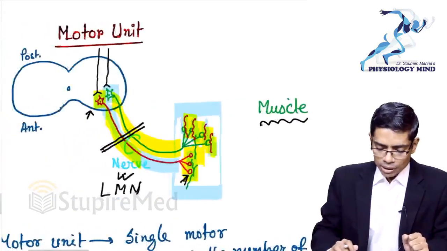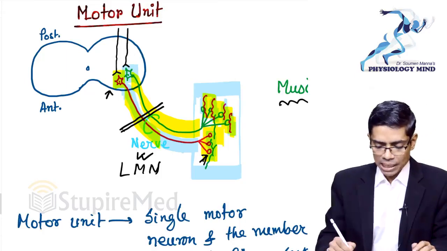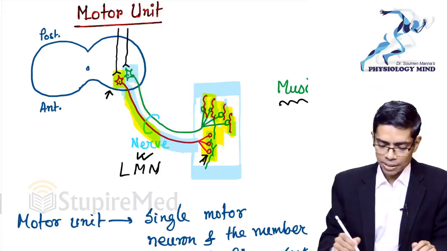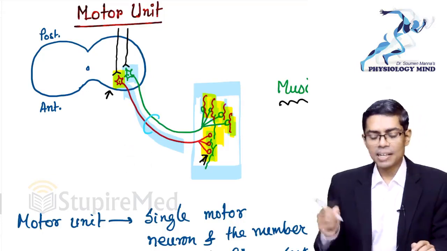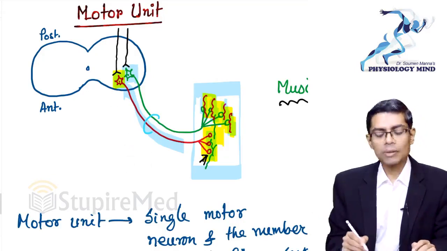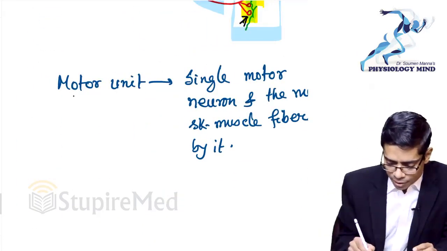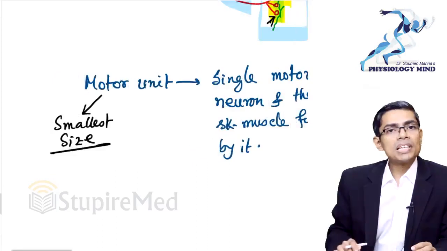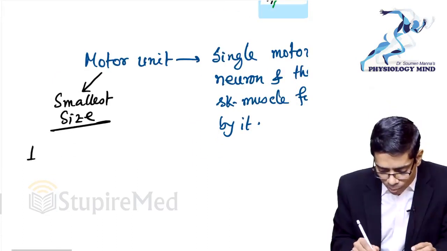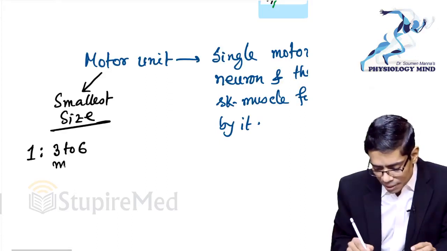Now I told you that motor unit size is variable. It may be smaller, it may be larger. You have to answer for NEET PG the smallest size motor unit and the largest size motor unit, with examples of where they are present. So I am writing here, motor unit, smallest size. Smallest size motor unit means one motor neuron is supplying 3 to 6 muscle fibers.